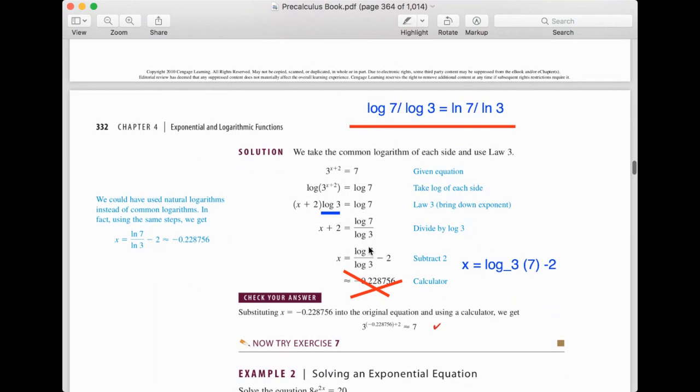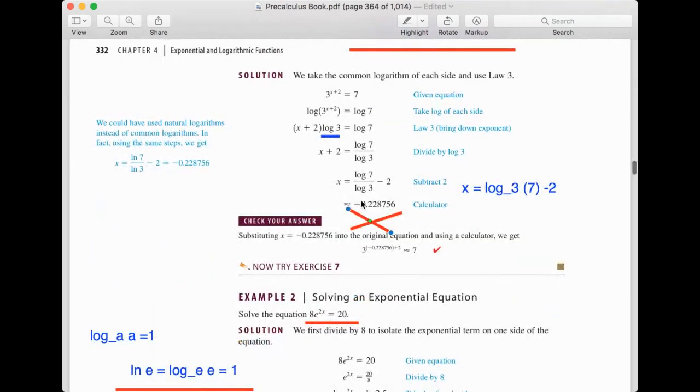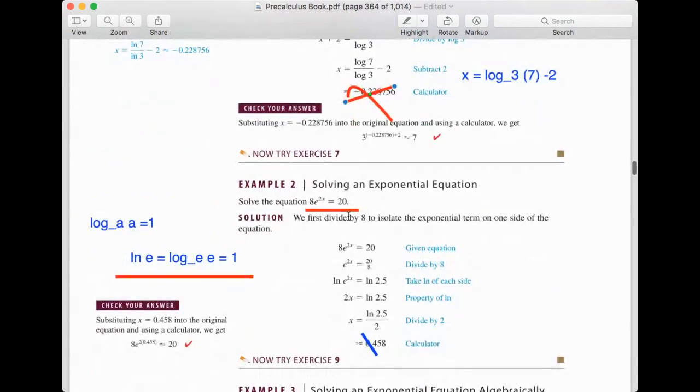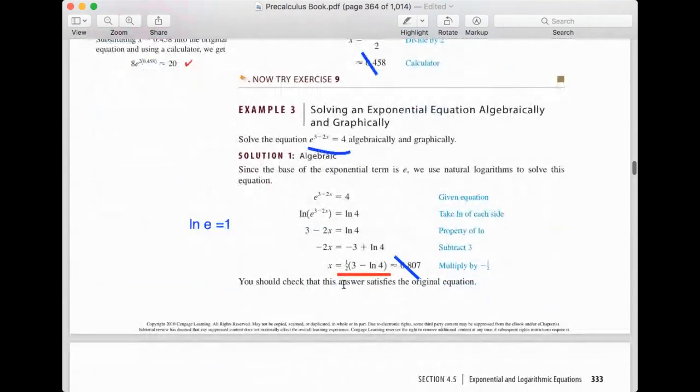But if you want to see what kind of value, you may consult a calculator to say, okay, approximately that equals negative 0.2285756. But for me, this step is not necessary. x equals log 7 divided by log 3 minus 2 is a perfect answer. It's a perfect answer because it's exact. Okay, so we talked about solving exponential equations.